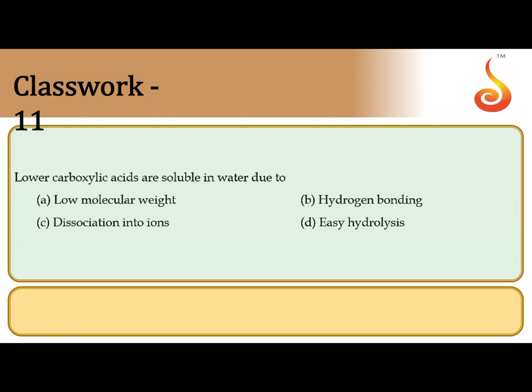Lower carboxylic acids are soluble in water. An organic compound which is capable of forming intermolecular hydrogen bonds with water molecules is soluble in water. So what type of organic compounds are soluble? Those having acidic hydrogen: hydrogen attached to O, hydrogen attached to N. Organic compounds containing OH or NH bonds can form hydrogen bonds with water molecules. That's why they are soluble in water.